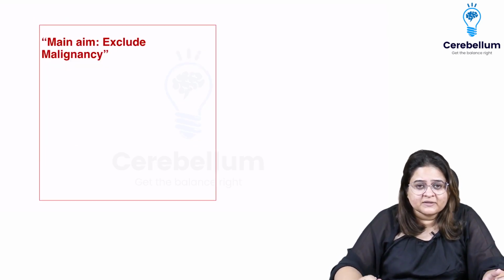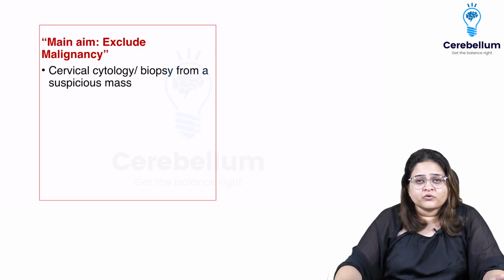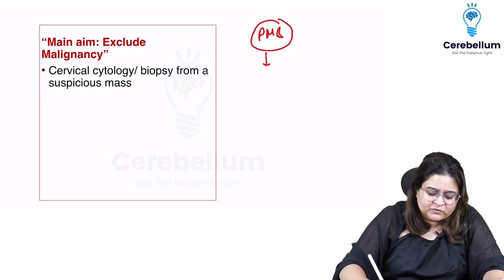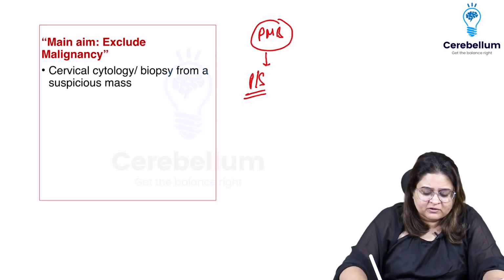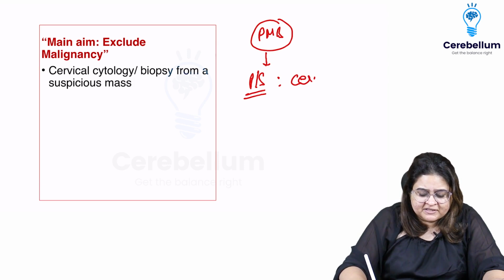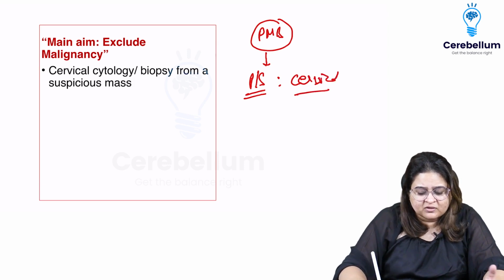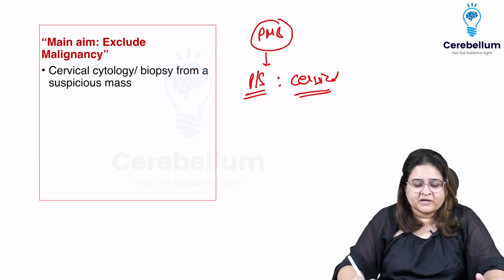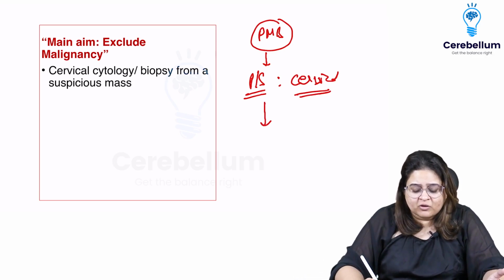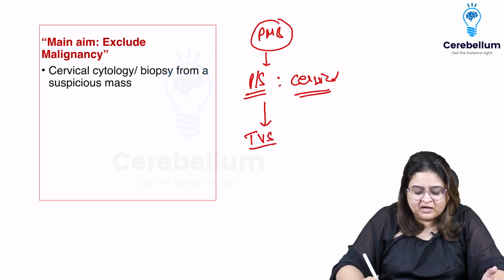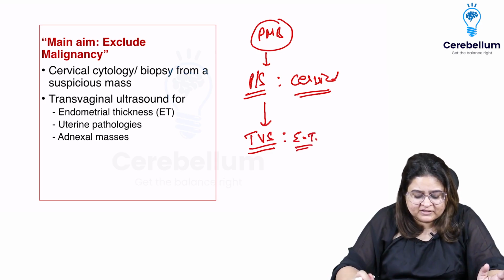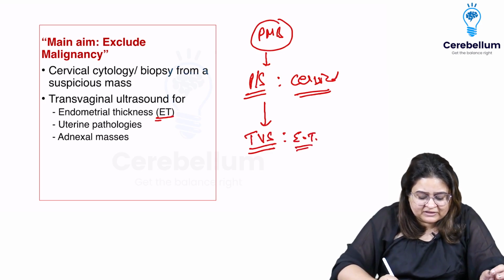Okay, so the main aim is to exclude malignancy. So how do we do that? If a patient comes with postmenopausal bleeding, the first thing we do is of course examine her. We put in a speculum and look at the cervix. If there's a cervical growth, we know this is the cause of bleeding, and you take a biopsy. Okay, take a punch biopsy from a cervical growth. But if the cervix looks normal, the next best step is to do a transvaginal scan and look at the endometrial thickness.